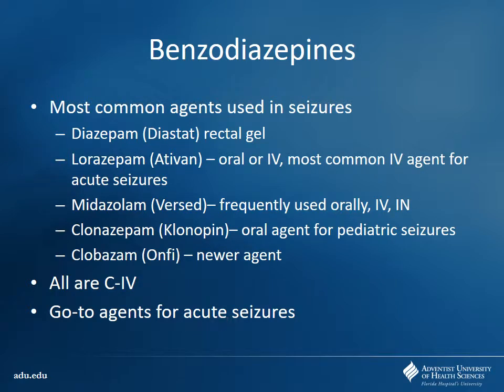But anyway, for acute seizures, these are the go-to agents. This is the first drug you're going to get if you come into the ER with a seizure, probably some Ativan, which helps stop that seizure, and then you can talk about other maintenance meds afterwards.